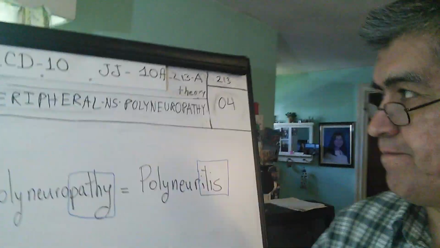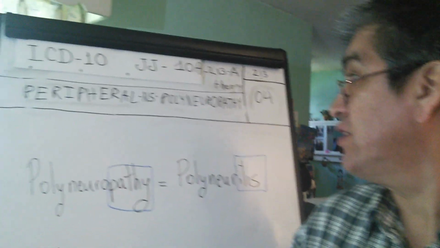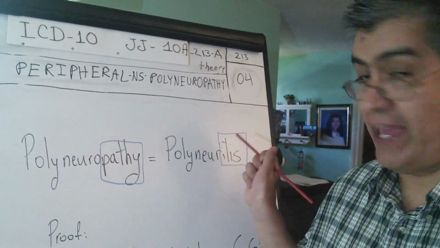Hi, good morning. Today we have another problem with peripheral nervous system, and the problem involves polyneuritis.